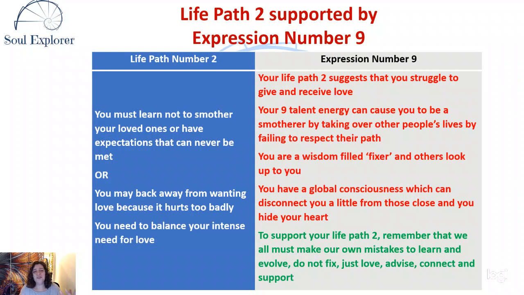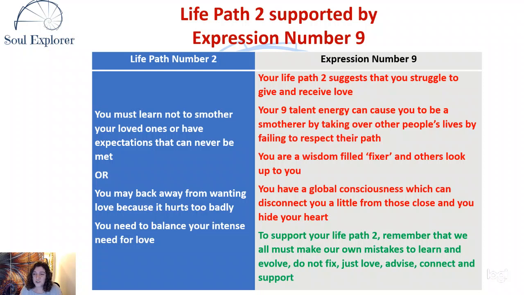So you must learn how to deal with love as well in the life path 2. The life path 2 can struggle with love. They can either be a bit smothering, and have expectations that can never be met. Or on the other side of the love polarity, you could back away from wanting any kind of love at all, as it hurts too badly, because you're a sensitive little bean. It's about balancing in your life path your intense need for love, and that's another important element of your life path. So your life path 2 says that you struggle to give and receive love in many, many ways.